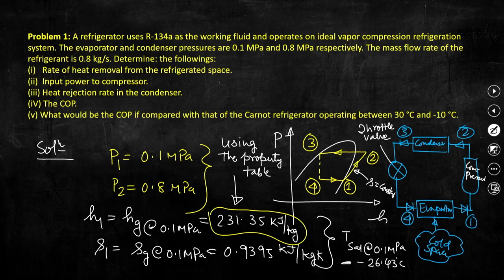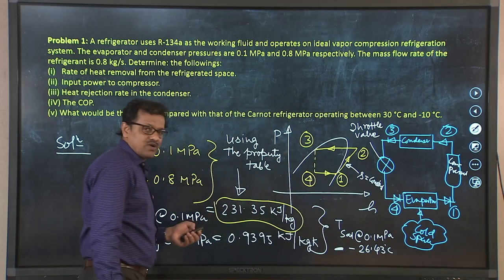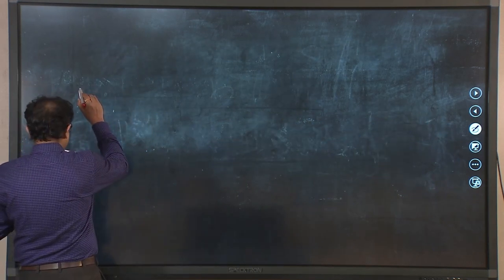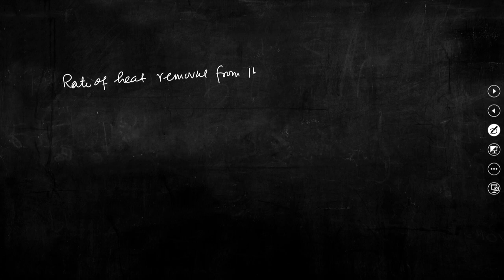Here the mass flow rate of the refrigerant is given, so m dot refrigerant multiplied with the change in enthalpy. So, that is h1 minus h4. So, let us now write it. Rate of heat removal from the evaporator is equal to m dot refrigerant into h1 minus h4.